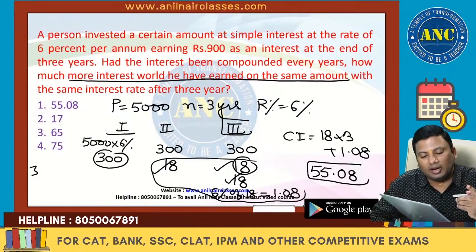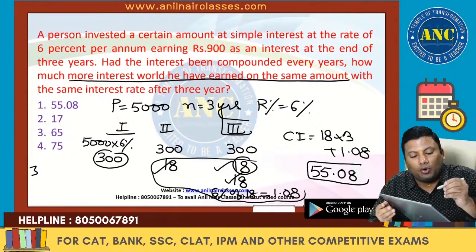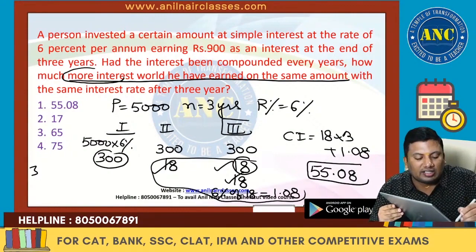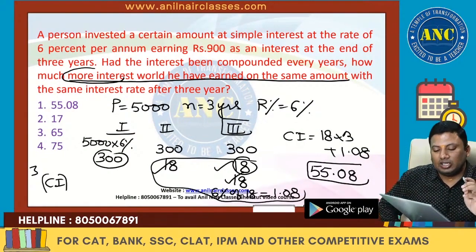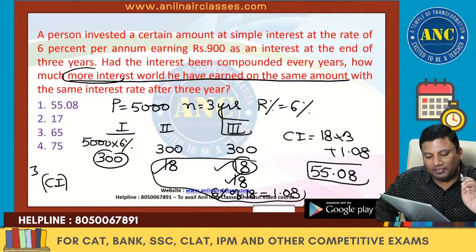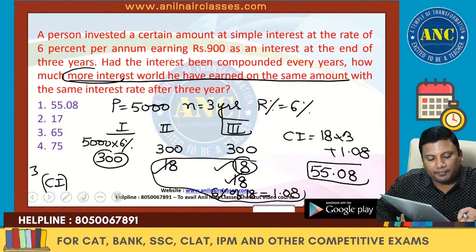55.08. While calculating the digital sum in the question, please be a little careful, right? The question is, how much more interest? The digital sum will give you total compound interest. More means some changes need to be done. Answer is 55.08. I hope the idea is clear.